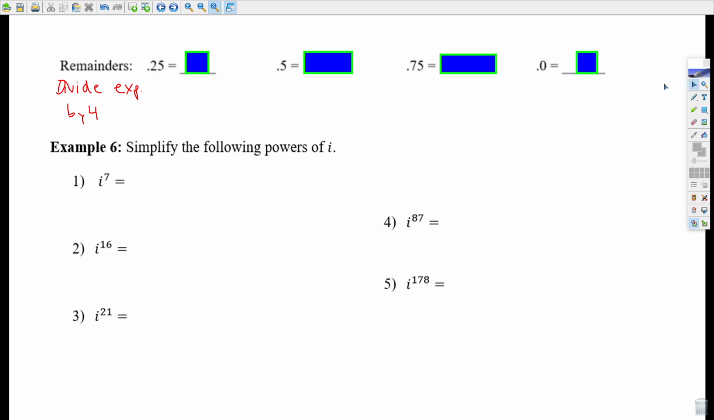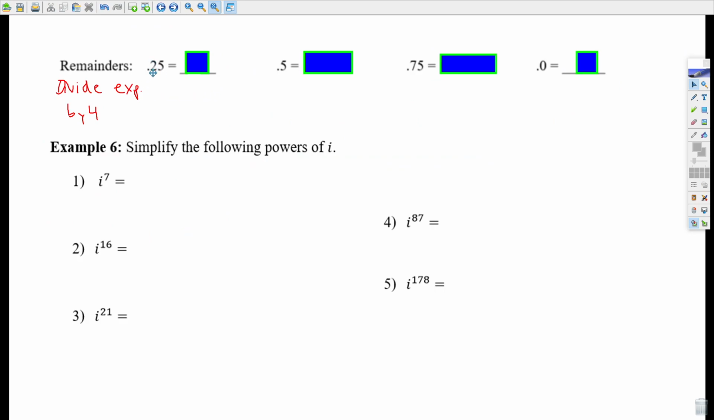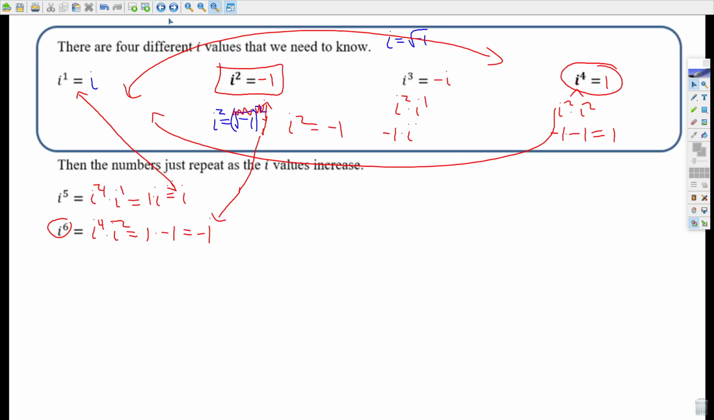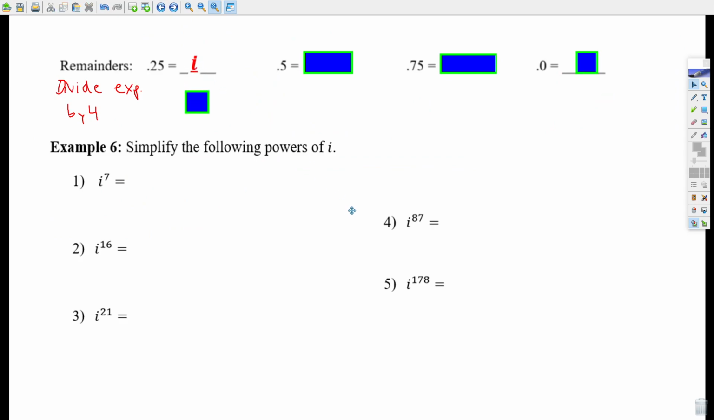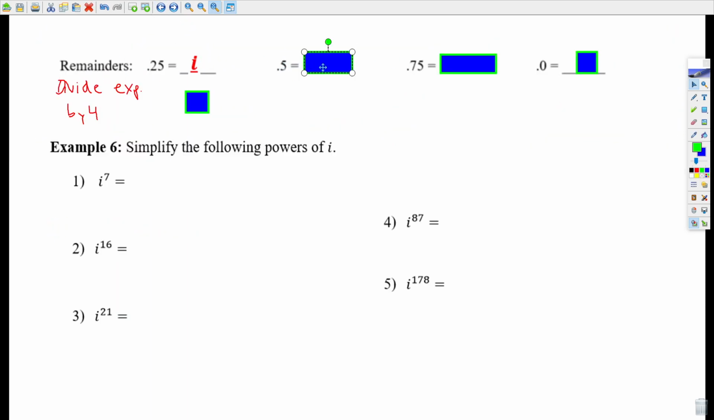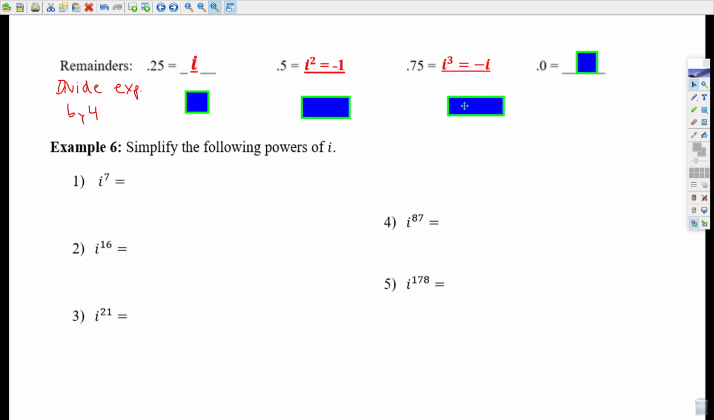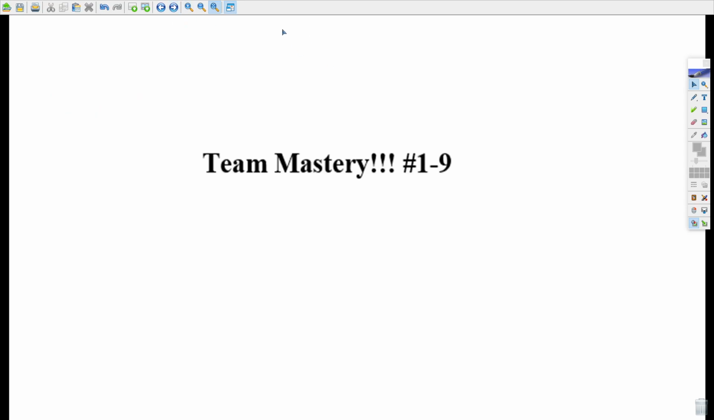It's like thinking about how many quarters you have left. This would be 1 quarter, 2 quarters, 3, and 4. So for example, if you divide a number by 4 and get 0.25, that gives us our first answer, as in there's 1 left, so it's just i. If you divide and you get 0.5 left over, it's i squared, or -1, right? 1 quarter, 2 quarters. This would be 3 quarters, i cubed, which was -i. I have that on there. And then if it goes into it evenly, there's 0.0, nothing left over.